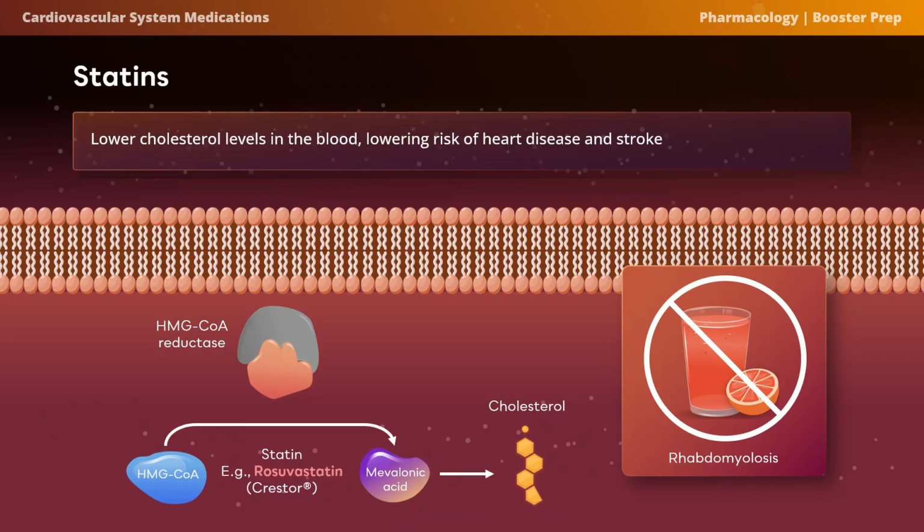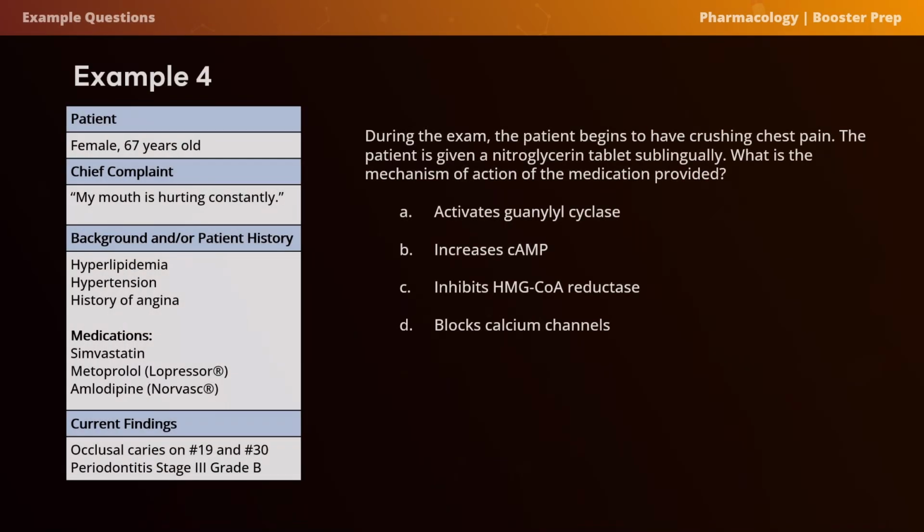Now, one example of a statin that you may have heard of is Crestor, which is a type of rosuvastatin. And lastly, for patients using statins, it's important that they avoid grapefruit juice, since grapefruit juice contains compounds that reduce cytochrome P450 enzymes, which interferes with the breakdown of statins, leading to rhabdomyolysis, which is a type of muscle tissue breakdown. And this leads us into our last practice problem.